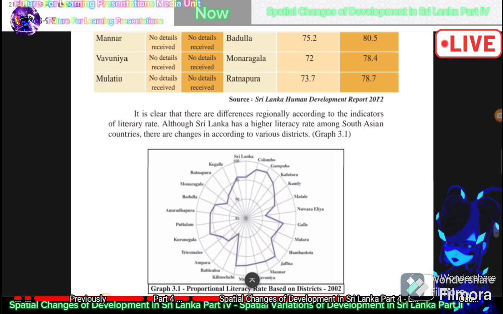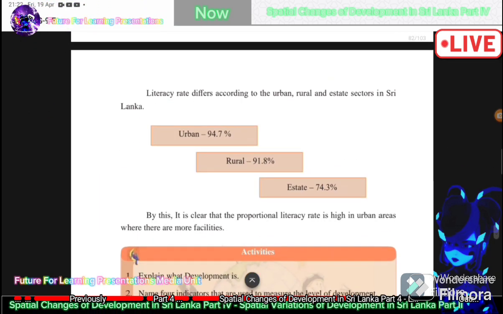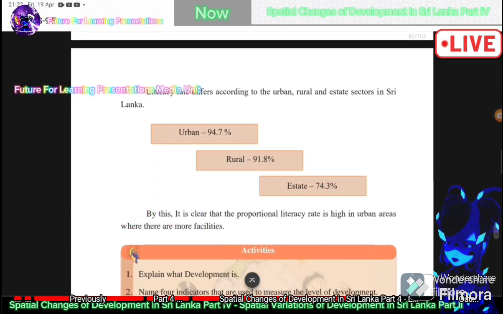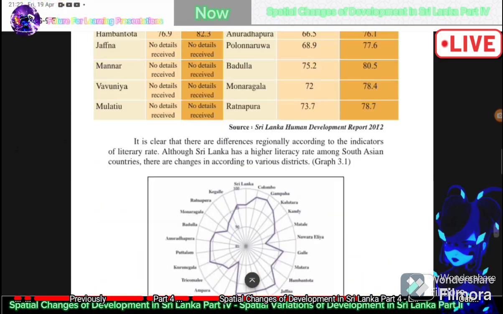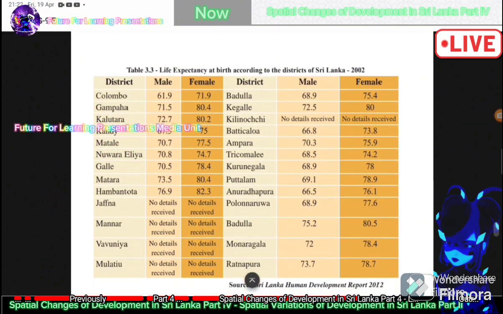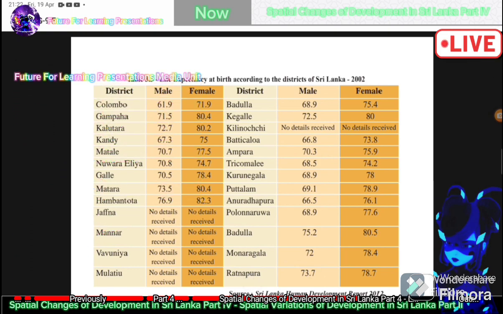Table 3.3, then we're going to finish up to the directly proportionate literacy rate, and then literacy rate according to the different sectors, and then the activity, and then we're going to do the glossary. So that's ending the entire lesson. In part 5 we're going to finish off the entire literacy sector. Let me show you the presentation.